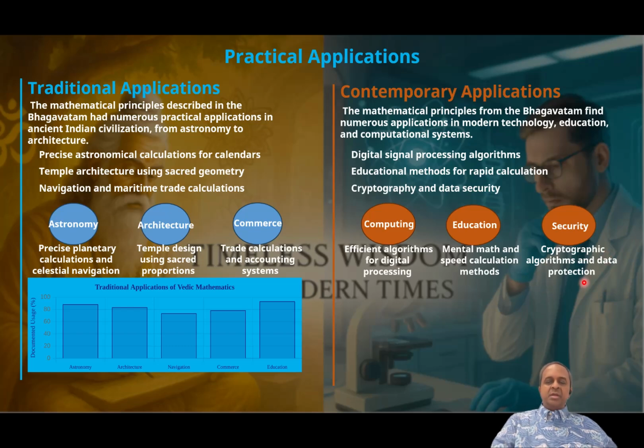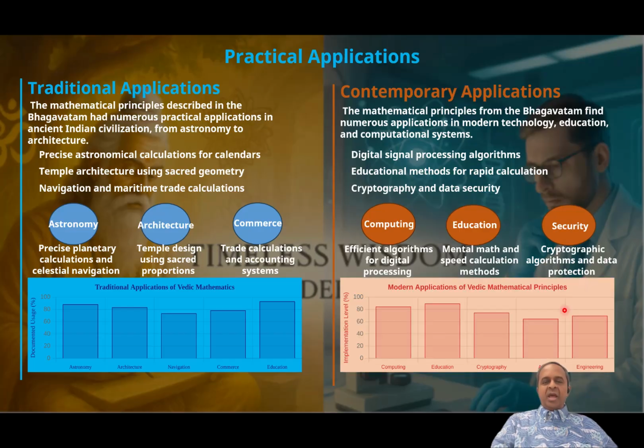Cryptographic algorithms and data protection systems use mathematical principles that can be traced back to ancient understanding of numerical patterns and relationships. The parallels are striking. Ancient astronomy, modern computing. Ancient architecture, modern education. Ancient commerce, modern security. The transmission path shows how ancient knowledge continues to inform modern applications, ancient knowledge transferred into modern applications.